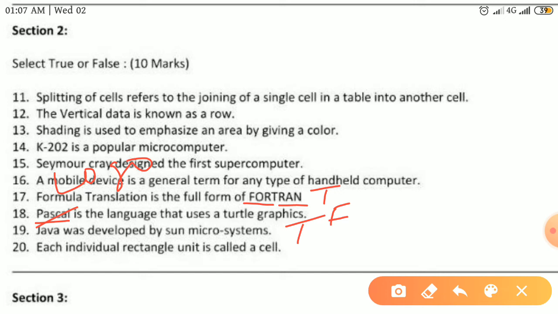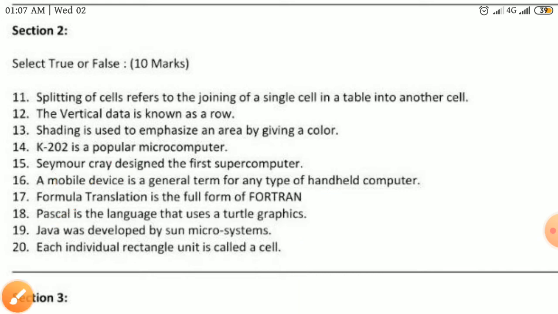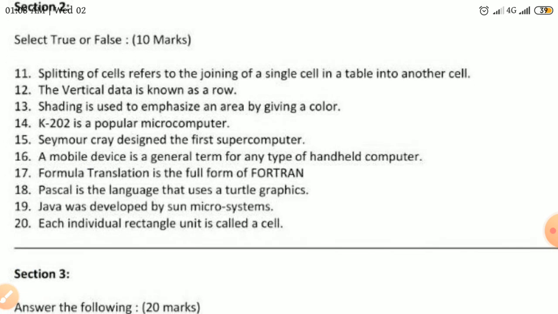20th one, each individual rectangle unit is called a cell. Obviously, it is also a true one. So, your section number 2 was of true or false. Total it contains 10 marks and one answer is for 1 mark. Okay, so for section number 1 10 marks, section number 2 10 marks, total 20 marks.